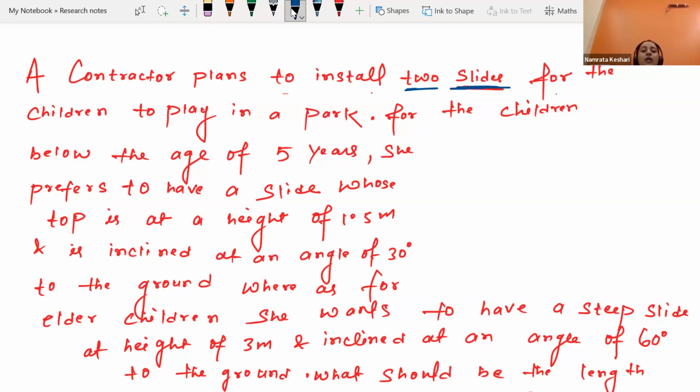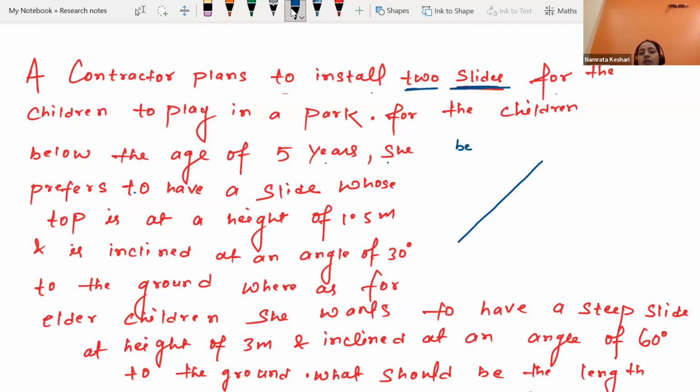The contractor is planning to install 2 slides for the children to play in the park. For the children below the age of 5 years, she prefers to have a slide to stop. For smaller children, the contractor is preferring to have a slide to stop. Slide looks like this, right? Yes or no? Yes. So slide looks like this for the children below 5 years.